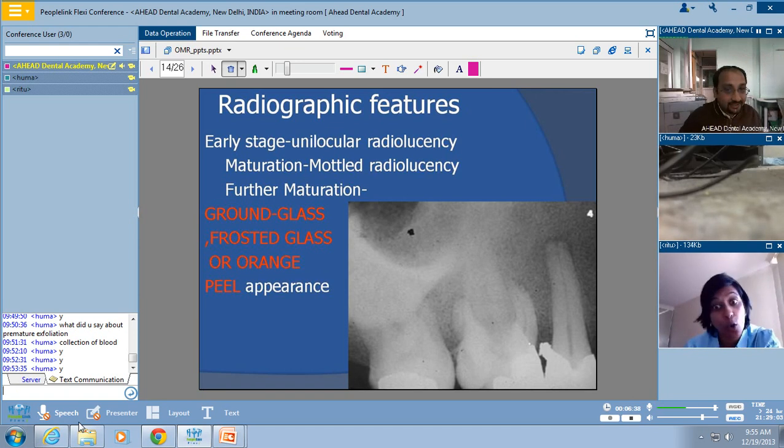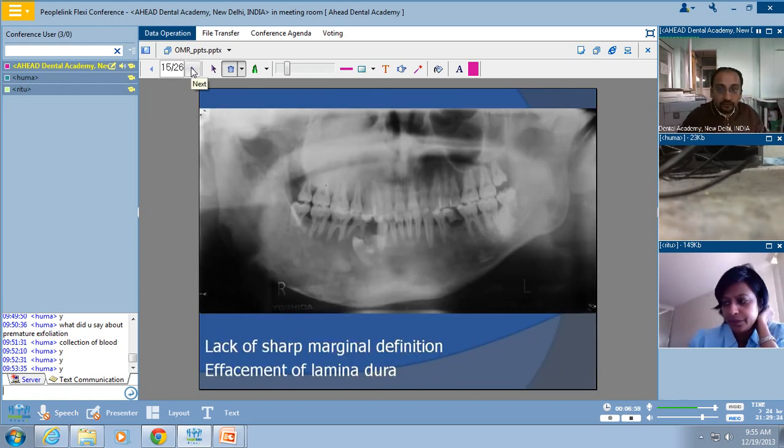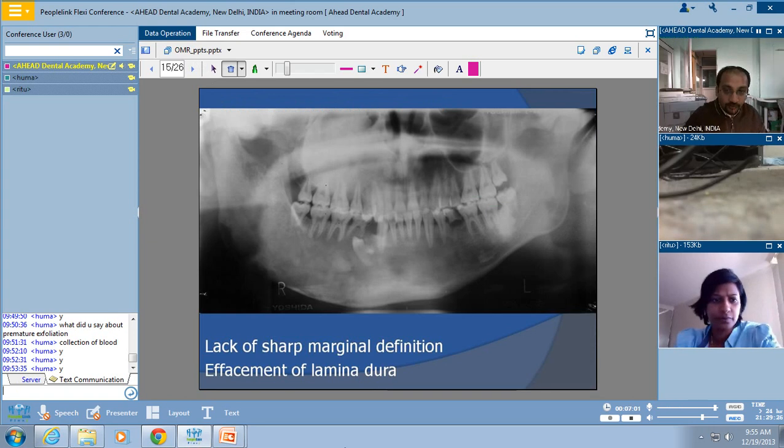We have certain appearances which are the hallmark of fibrous dysplasia: ground glass appearance, frosted glass appearance, orange peel appearance. All these appearances are seen in fibrous dysplasia. In addition to these radiographic appearances, we come across some other radiographic findings also, like lack of sharp marginal definition.